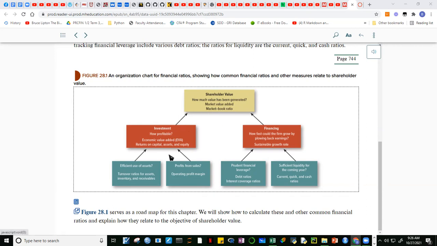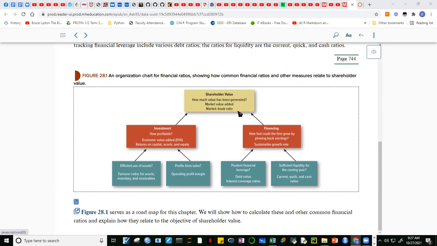In terms of investment, is the firm able to generate projects that add value to the firm? Aside from the fact that each project should be evaluated using IRR or NPV, we also look at the overall performance of the firm using EVA, economic value added, or other financial ratios like return on capital, return on assets, return on equity, return on invested capital, return on net assets. These measures we're going to look at in this module.